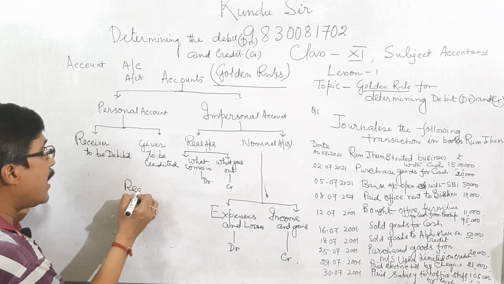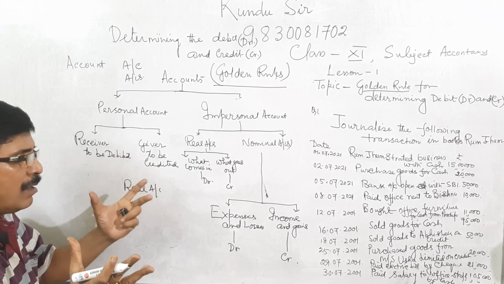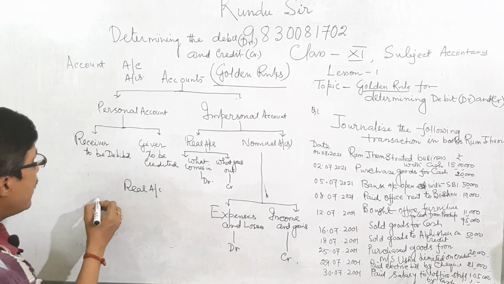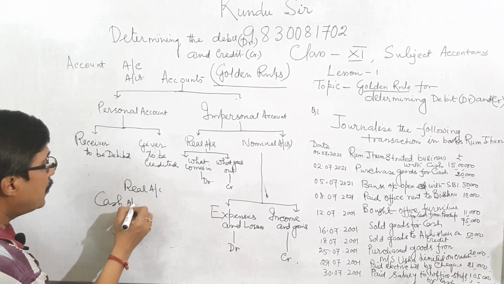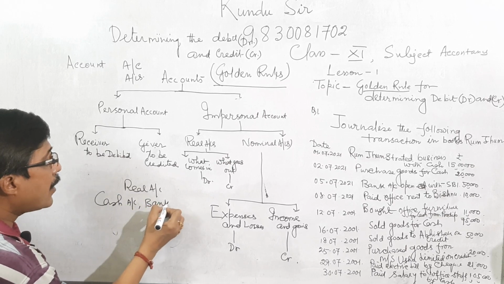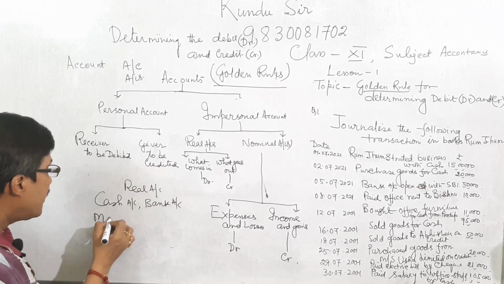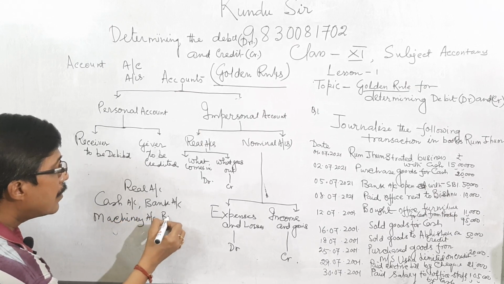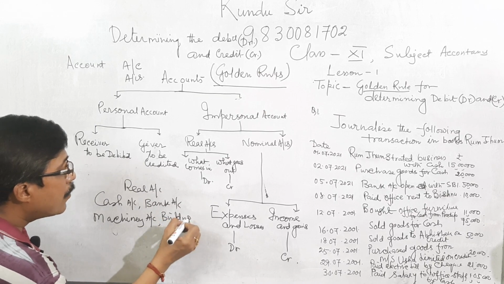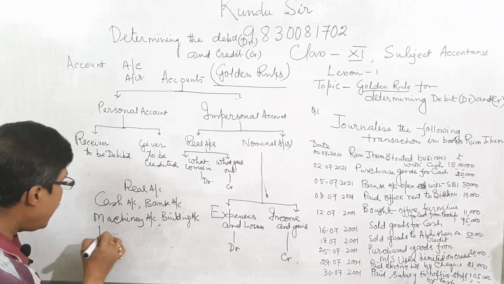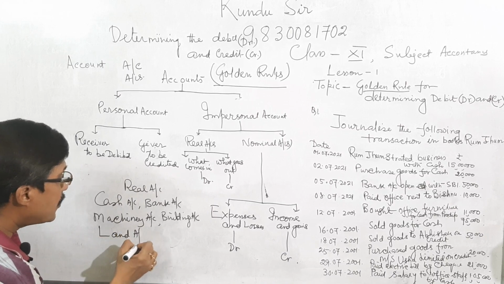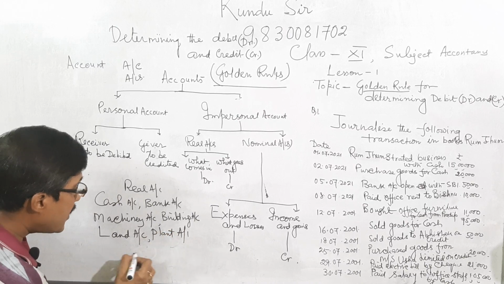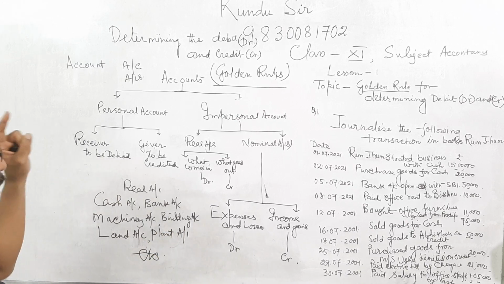Real accounts are those we can maintain year after year, we can touch, we can feel. That is cash account, bank account, machinery account, building account, land account, plant and machinery account, etc. These are examples of real accounts.